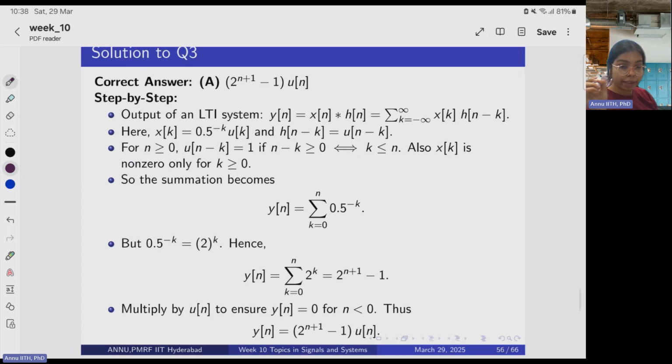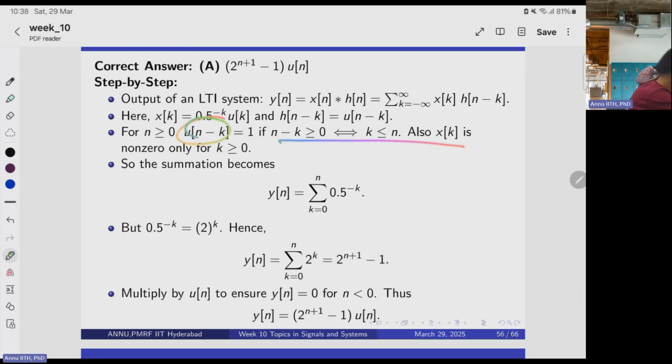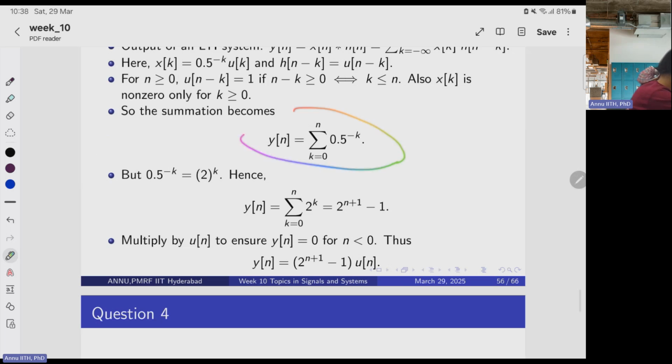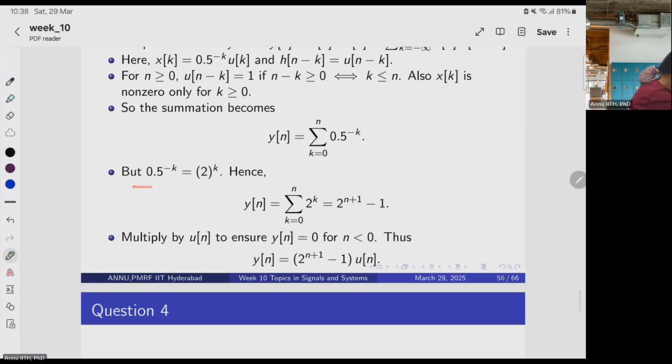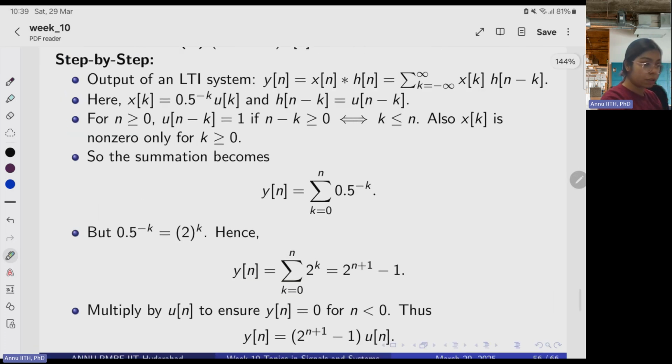So for n greater than or equal to 0, your n minus k is greater than or equal to 0, because here it is u. So if you put this in this formula, we'll be getting 2 power k and the final output is this. For the calculation, we get this formula.